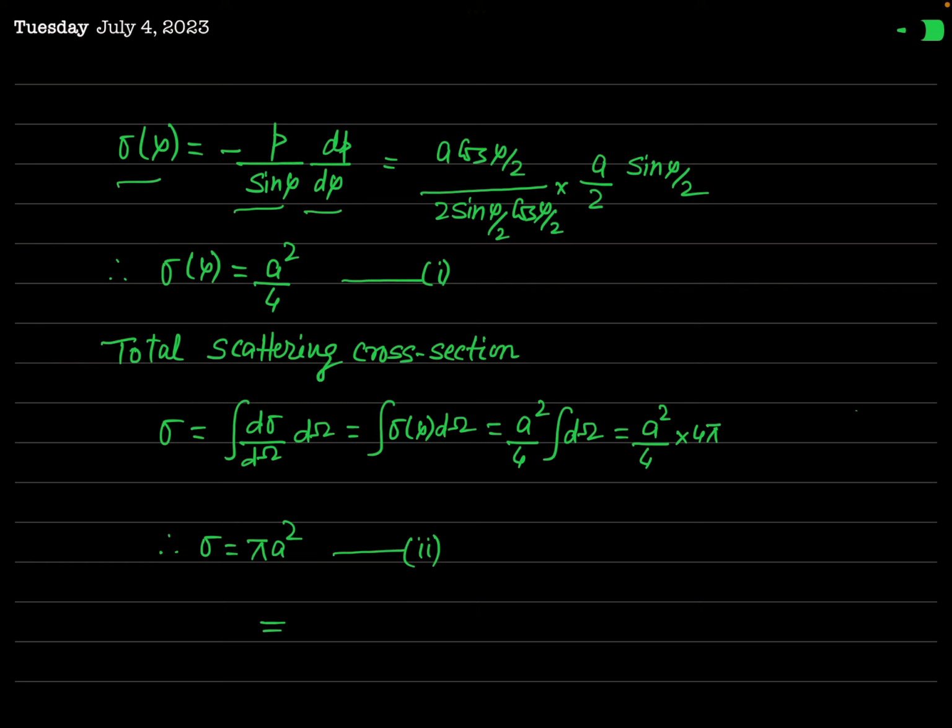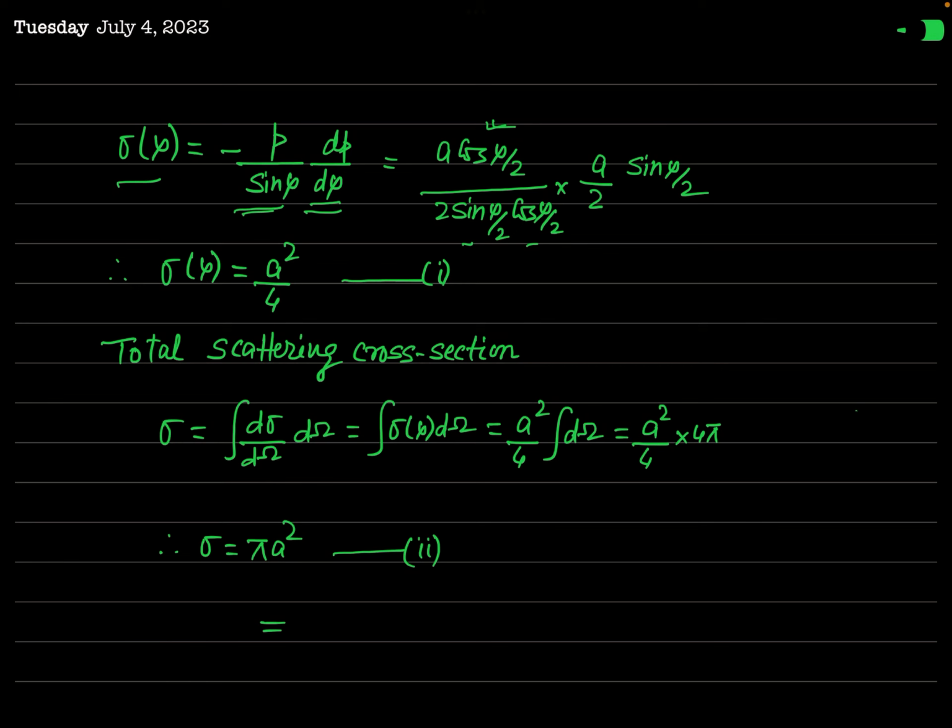But you have seen that P is equal to A cos phi by 2. So in place of P, I have substituted this. And sin phi, which is in the denominator, can be written as 2 sin phi by 2 into cos phi by 2. And you have obtained just now this dP by d phi.